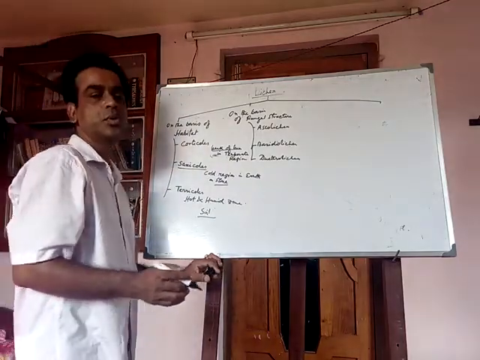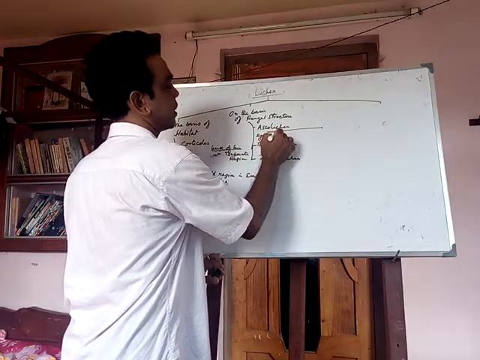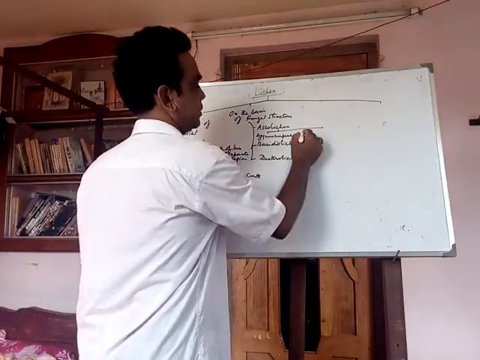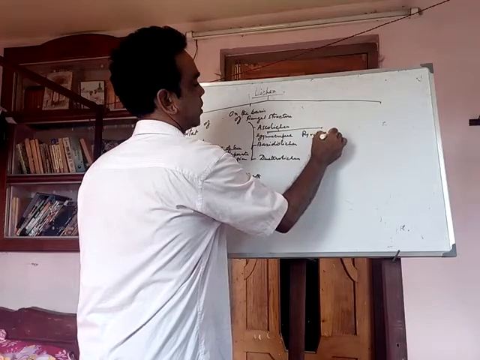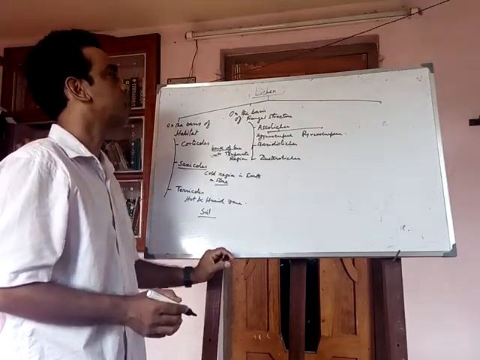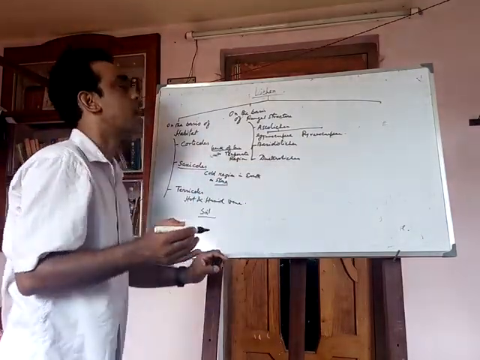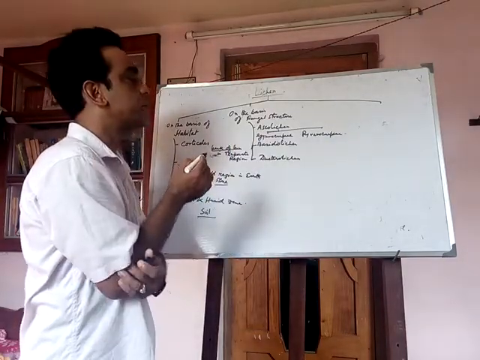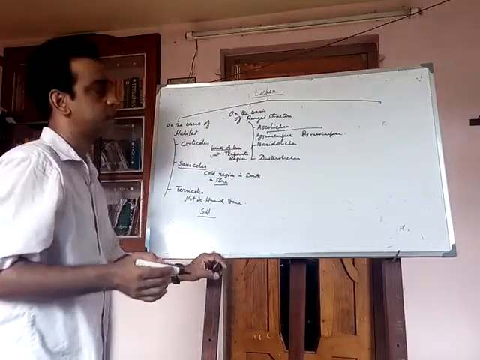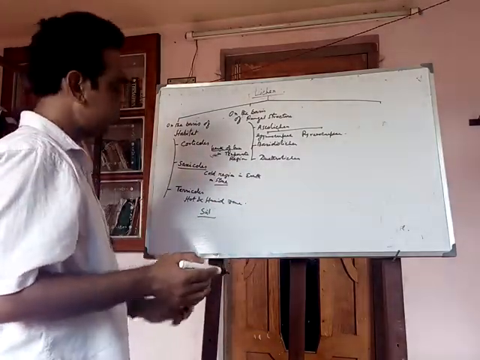Ascolichen is further divided into two types: gymnocarpic and pyrenocarpic. On the basis of fungal structure, lichen is divided into three types: ascolichen, basidiolichen, and deuterolichen. Where the fungal fruiting body is an ascocarp, they are called ascolichen. Where the fungal fruiting body is a basidiocarp, that is basidiolichen, and the other is deuterolichen.